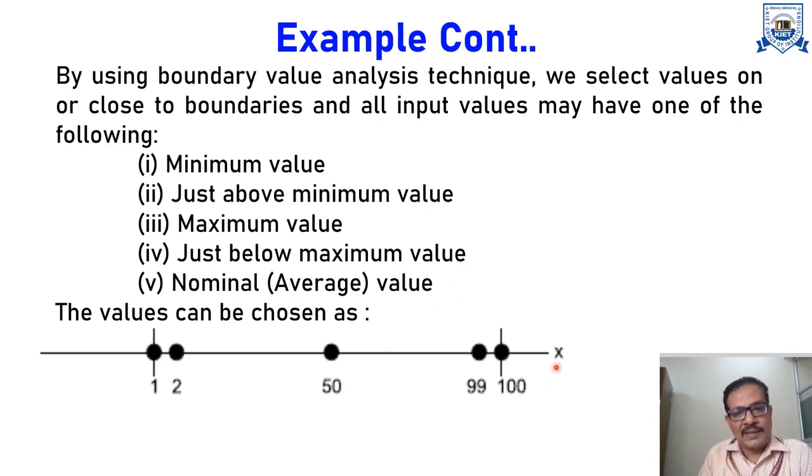So these are the possible values of x that I can use for testing my program: 1 is the minimum value, 100 is the maximum value, a value just above the minimum is 2, a value just below the maximum is 99, and one average value, the average of 1 and 100, which is 50. So only these 5 values of x are sufficient for me to test this program.